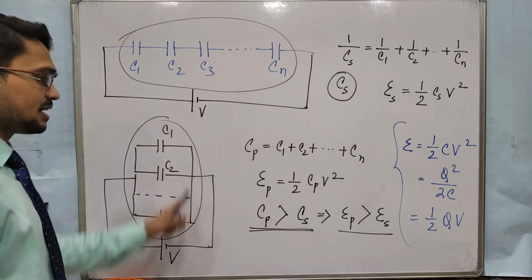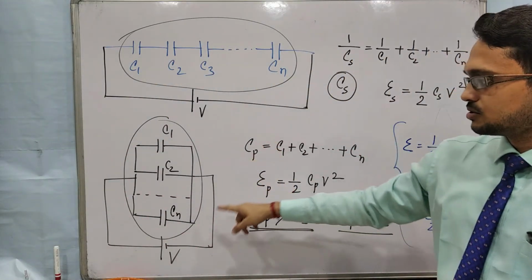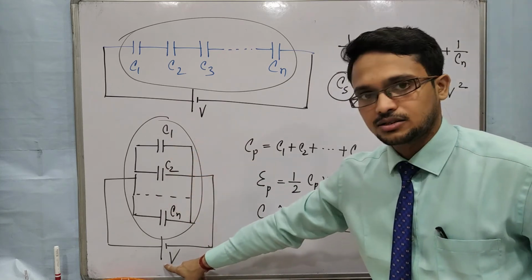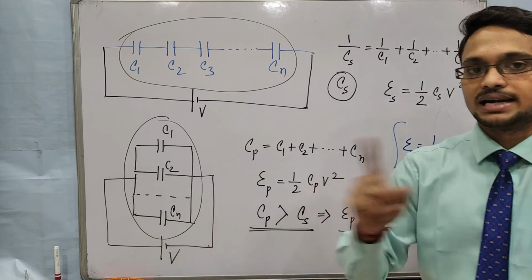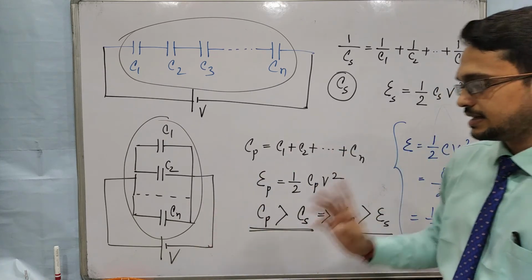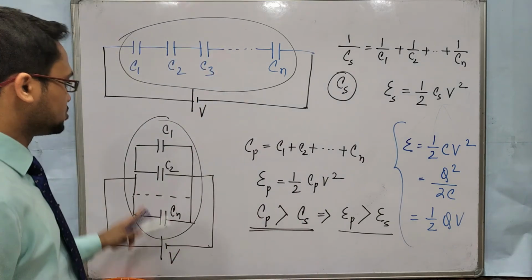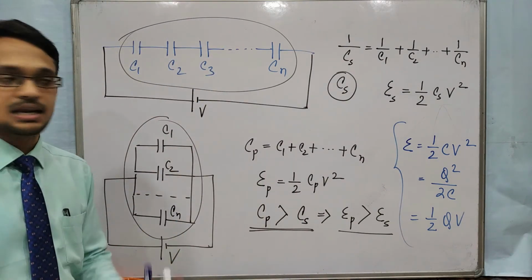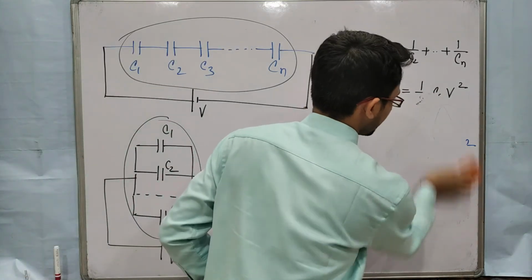So if you connect those capacitors in parallel combination and connect that combination with an external source, then the energy stored in that system will be maximum. This is the condition: energy stored in the system will be maximum when you join the capacitors in parallel combination. Clear? So I am writing this point here.